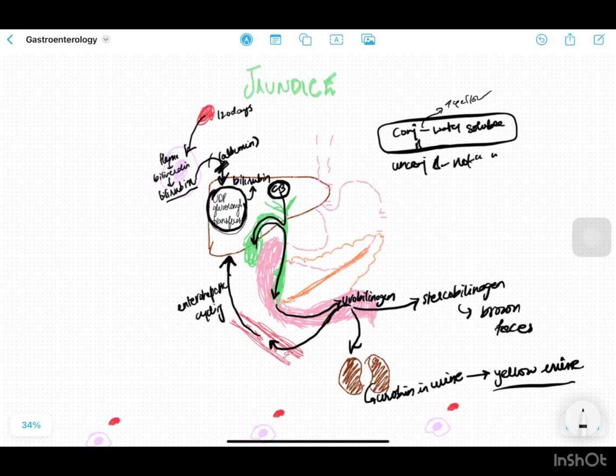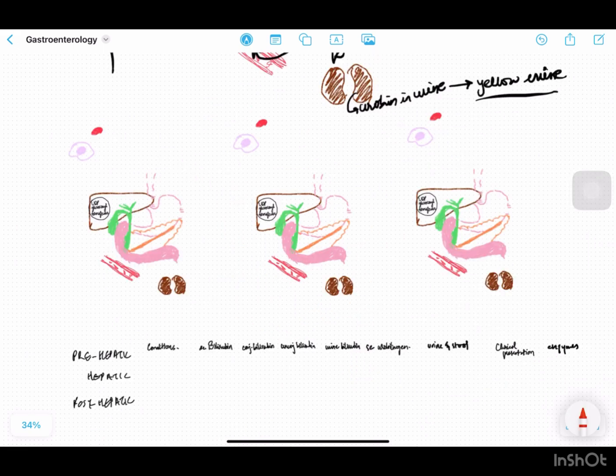Now, we have gotten the normal part clear. This is not what is going to lead to jaundice. Let us now see what is going to lead to jaundice and what are the three types and how can we classify them. Now, we have spoken about what happens when the RBC dies and how that leads to the formation of bilirubin and so on.